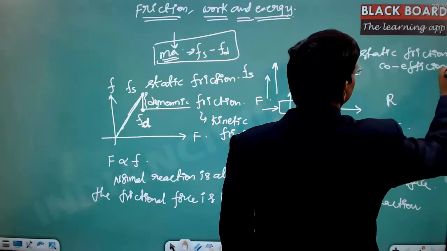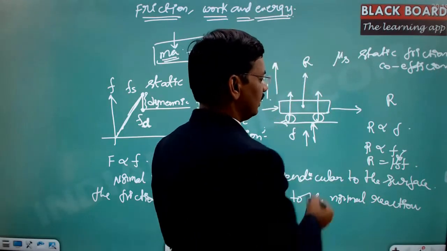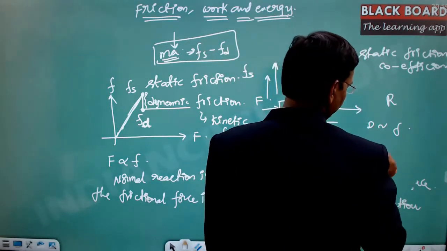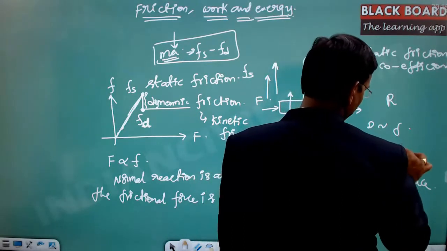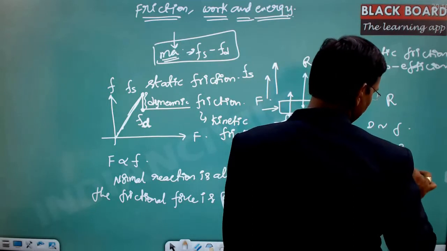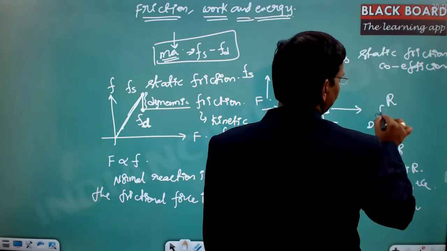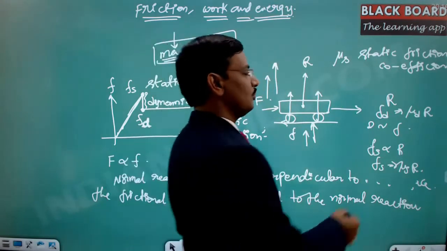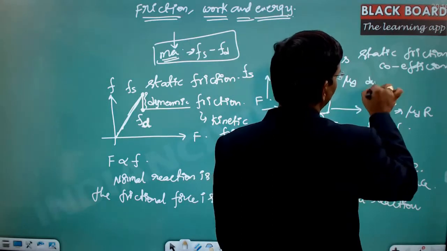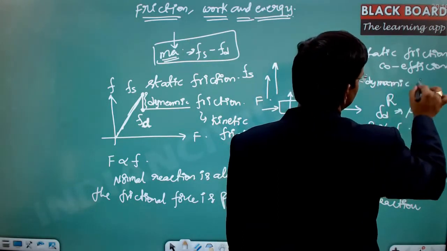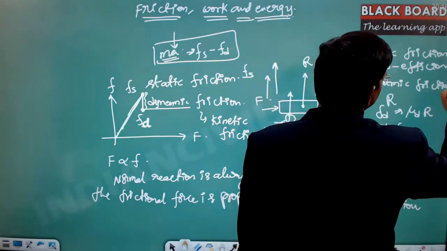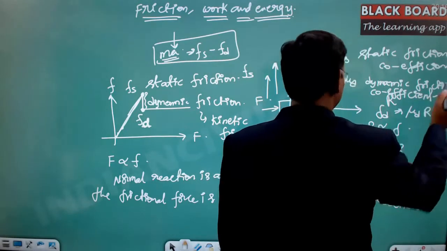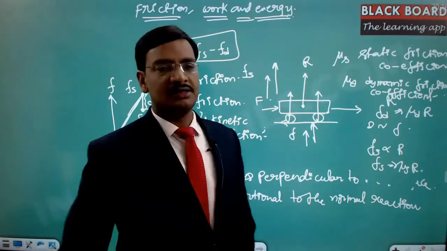And the dynamic frictional coefficient is also dependent on this value, so this is written in the reverse manner. Fs is directly proportional to R, so Fs is equal to mu s times R. Similarly, Fd is equal to mu d times R, where mu d is the dynamic frictional coefficient. These two values are very important in the calculation of the dynamics.